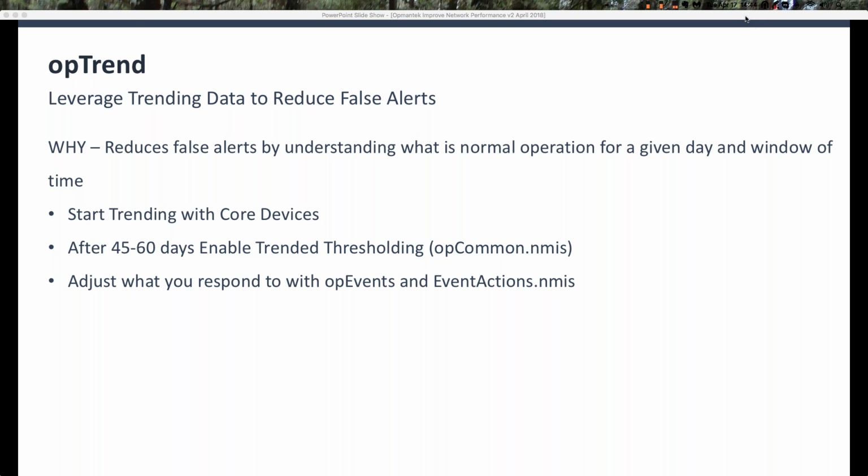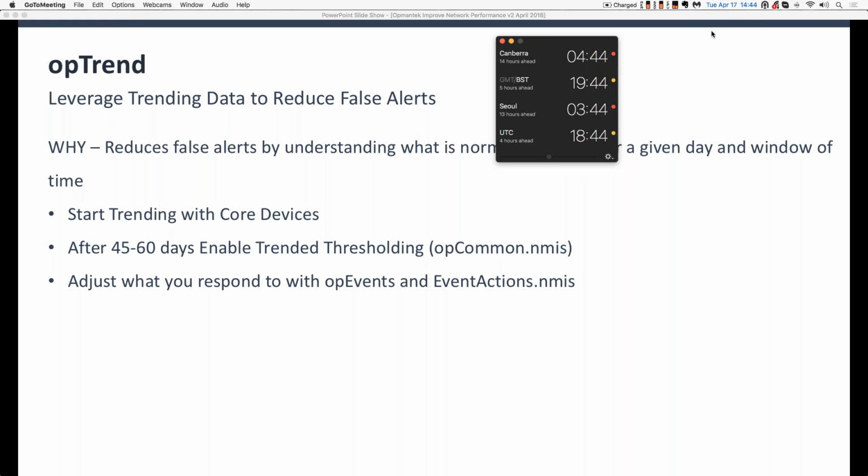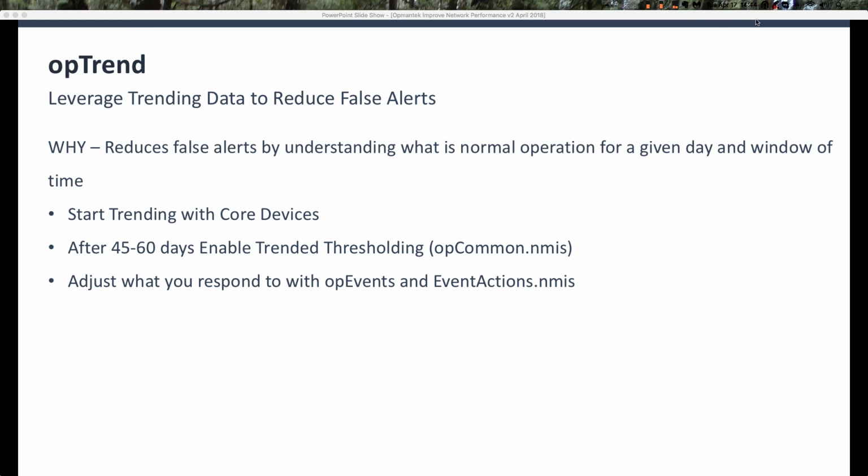So let's talk about OpTrend. OpTrend is a SEDS-based algorithm that uses 26 weeks of trailing data. So NMIS and OpTrend has to be up and running for 26 weeks before OpTrend is fully satisfied from a statistical standpoint and ready to go. You can turn it on earlier than 26 weeks, but 26 weeks is the window for it.